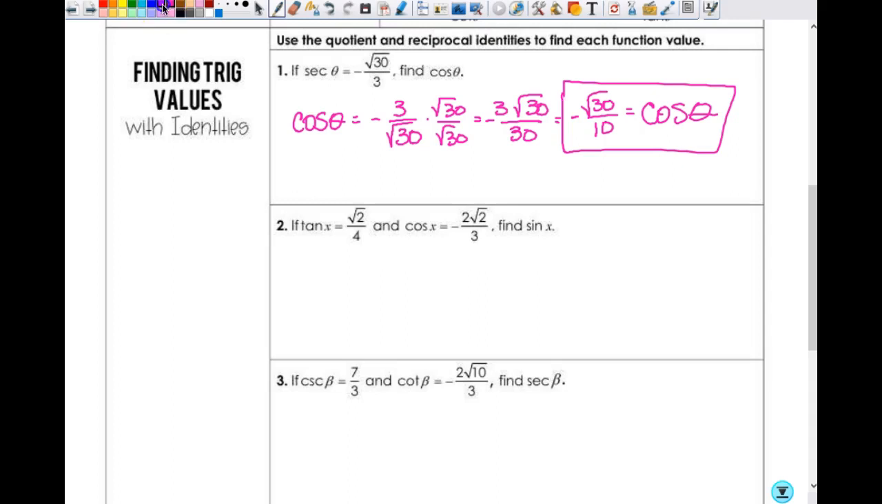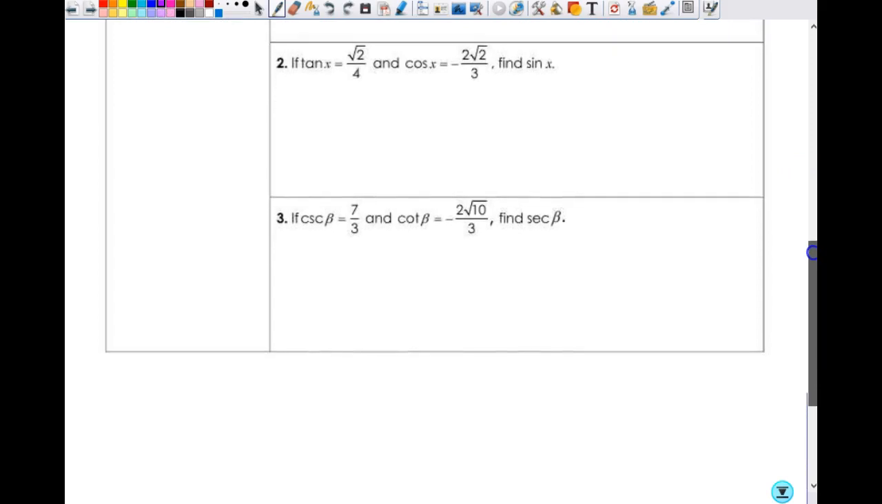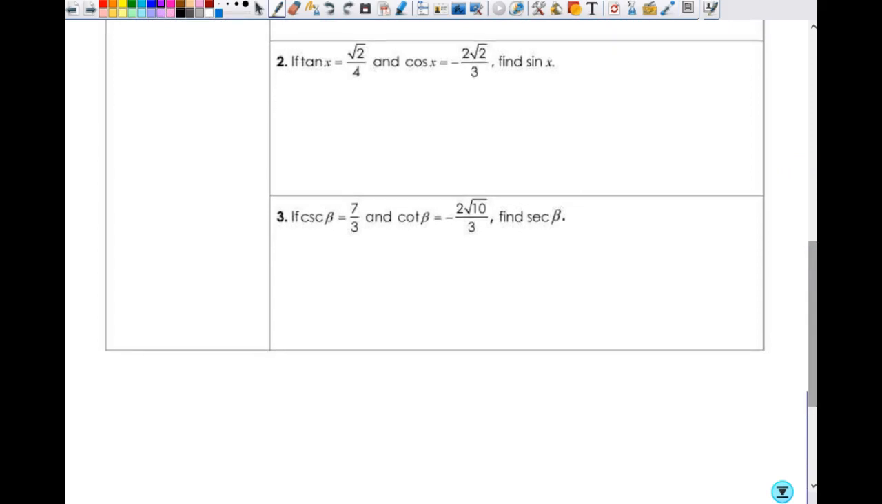So let's look at using the quotient. Well, tangent of x is square root of 2 over 4, and I have the cosine. So I know that tangent of x is equal to sine of x over cosine of x, right? We all agree with that one? So now I just substitute. Tangent of x is the square root of 2 over 4. That's equal to the sine, which I don't know, sine of x, over the cosine of x, which is negative 2 square root of 2 over 3.